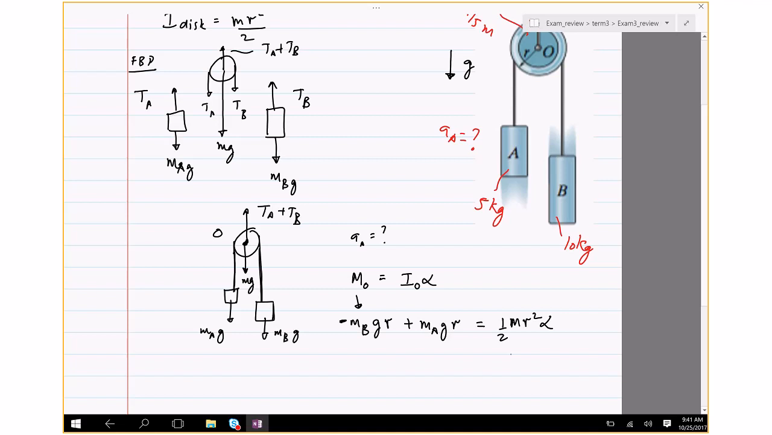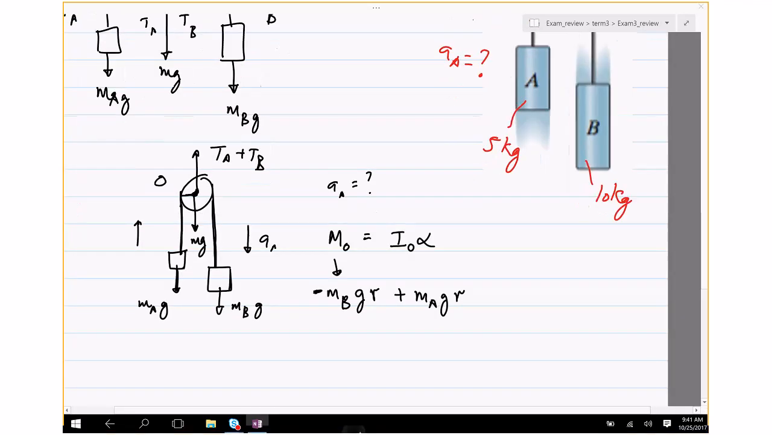mA times the acceleration times R, because this mass is acted upon through a distance R, and then there's going to be mB a R. I need to choose a sign. So hold on, a_A. Let me write it in a better way. Okay, a_A is the acceleration of A.